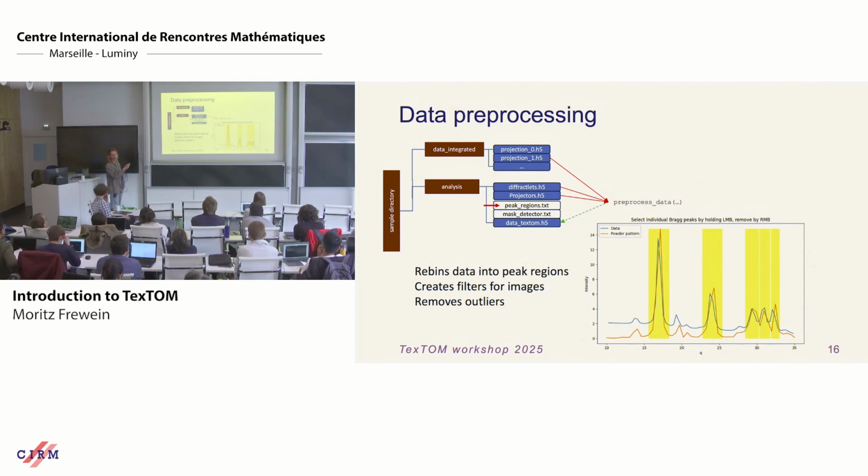It's just a text file. You can also edit it afterwards, or actually make it yourself if you know already the peak regions. So this is the first thing you have to do in this step. Yeah, this will then rebin the data into these regions and also do some pre-processing steps like crazy pixel filter and so on.